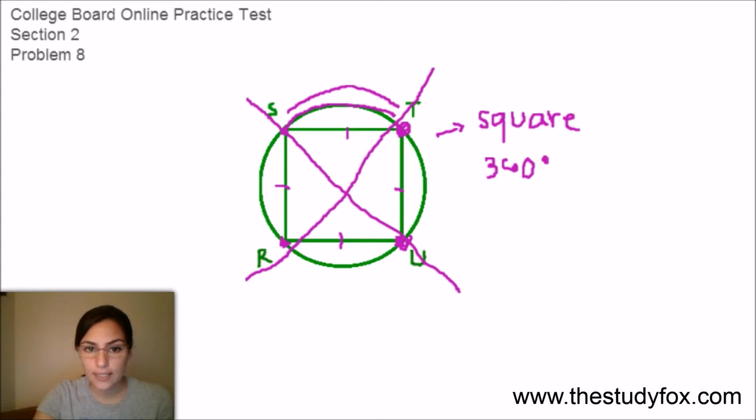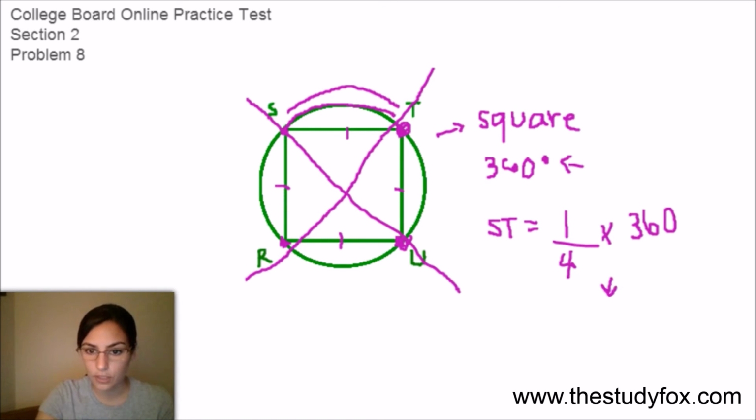So now we can see that arc ST is only 1/4 of the circle. So let's write that down. ST equals 1/4. And what do we know about our circle and degrees? It's 360 degrees. So let's multiply times 360. And if you divide 360 by 4, you will get 90 degrees.